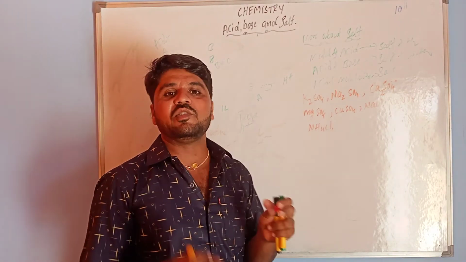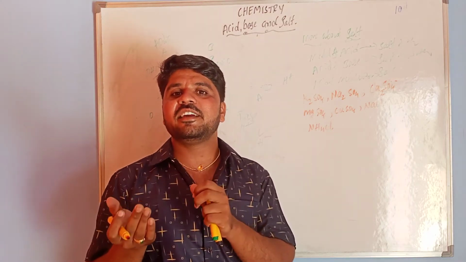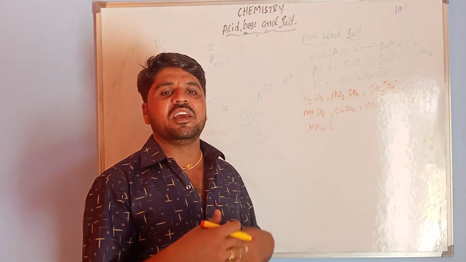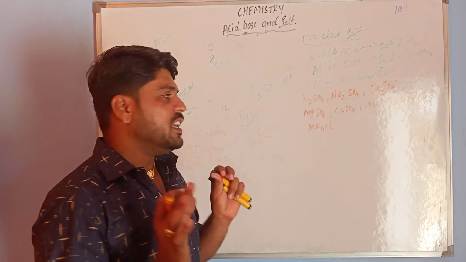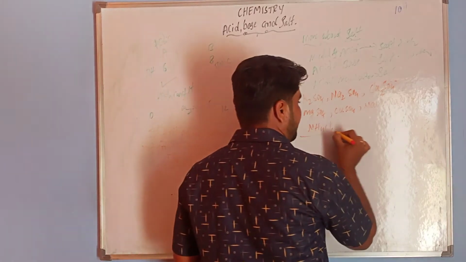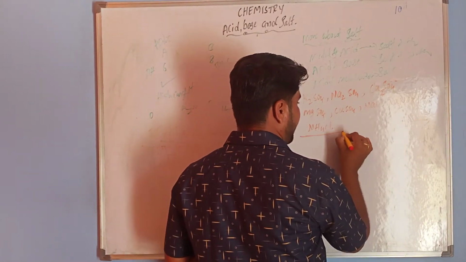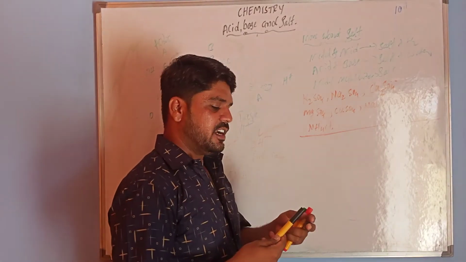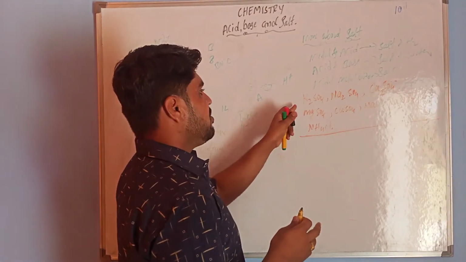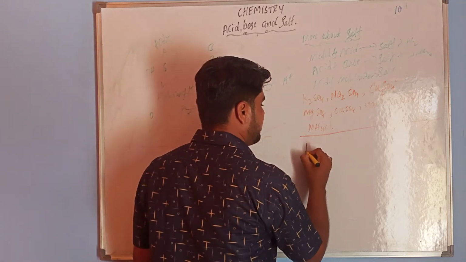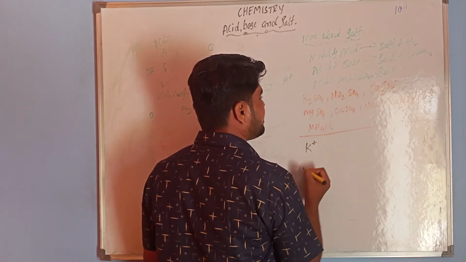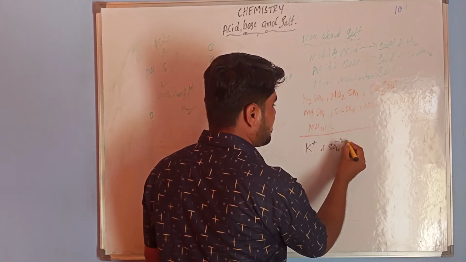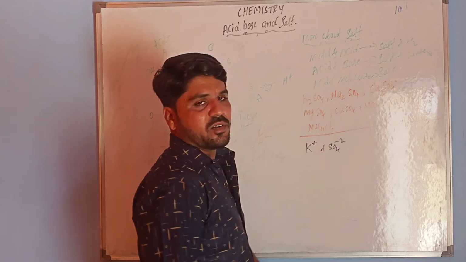In this, we have to identify the acids and bases from which the above salts may be obtained. This is very, very important. How can you identify positive ions and negative ions, that means cations and anions? From K2SO4, we get K plus and SO4 minus 2.